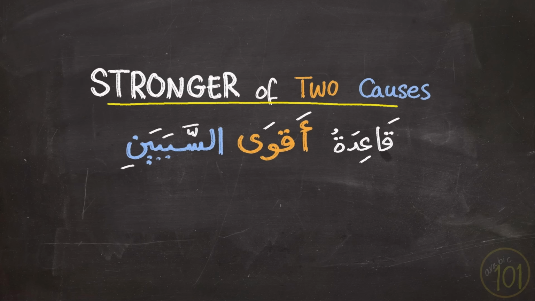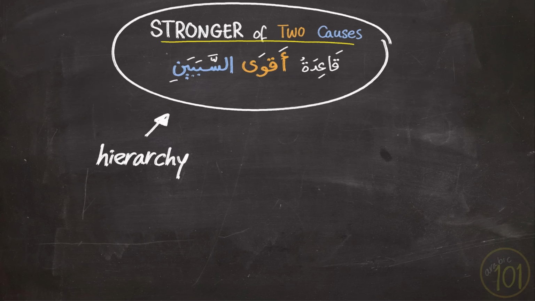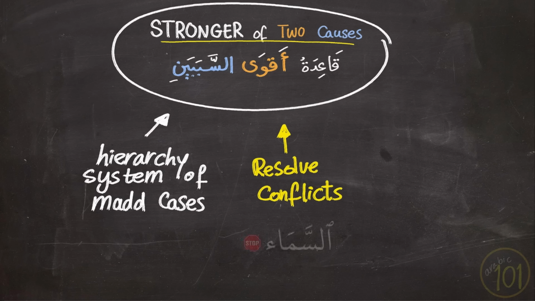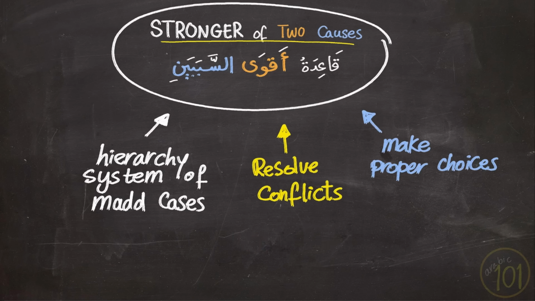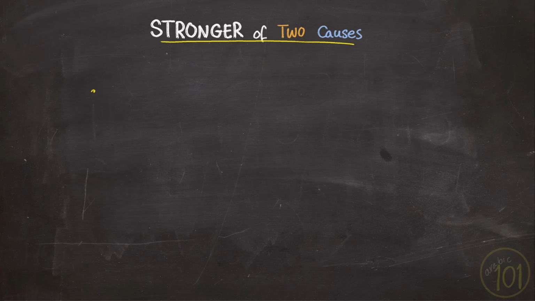So what is this? Well, simply put, it is a hierarchy system for the different types of med according to their strength. This hierarchy helps us resolve conflicts where 2 rules apply to the same letter, like the example we've seen at the beginning of this lesson. And it also helps us make proper choices when reciting. So what is this hierarchy and how can we properly use it?